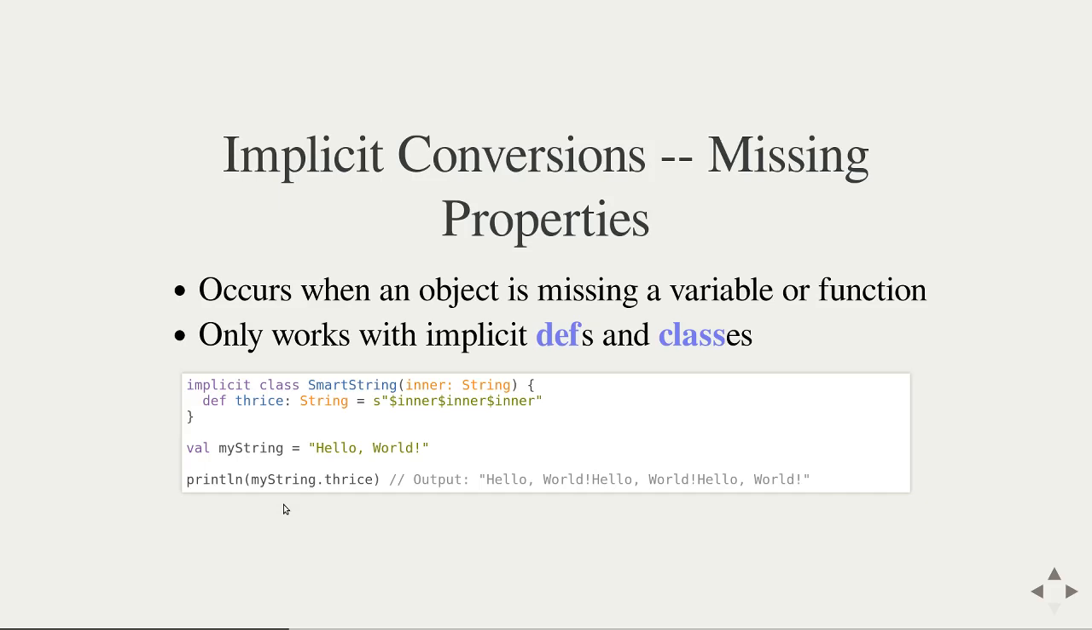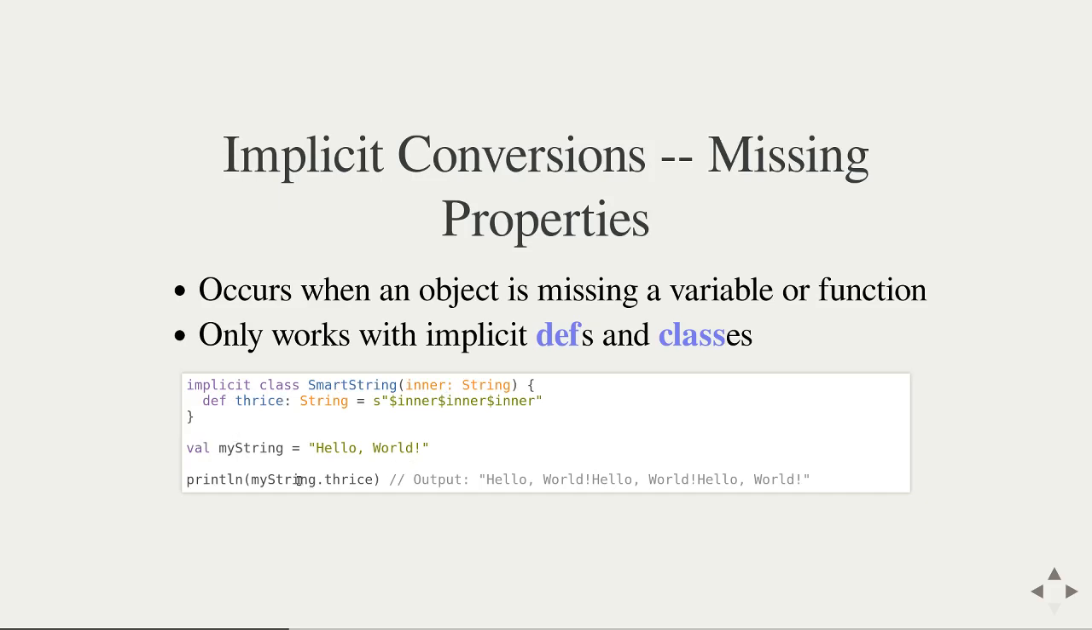Okay, the other way that implicits are used is to fill in a missing property, to decorate or enhance an API. This is a common way to do this, and it is used pretty heavily within the Scala library. Here I've defined an implicit class called SmartString that takes a string and has a function on it called thrice that will turn the string into a copy of itself repeated 3 times.